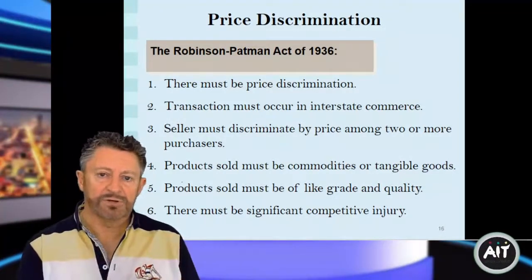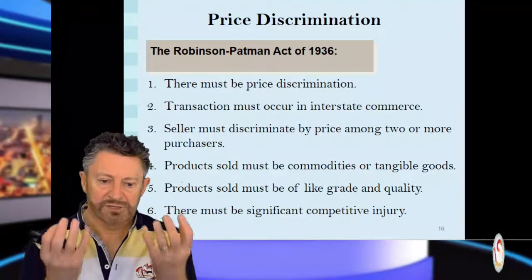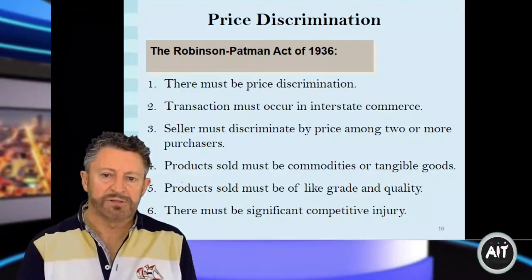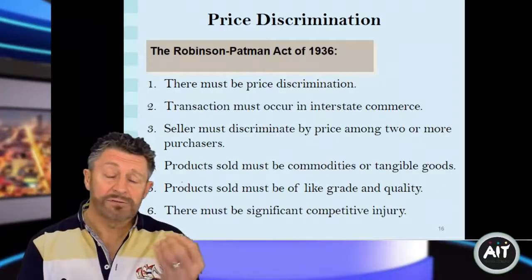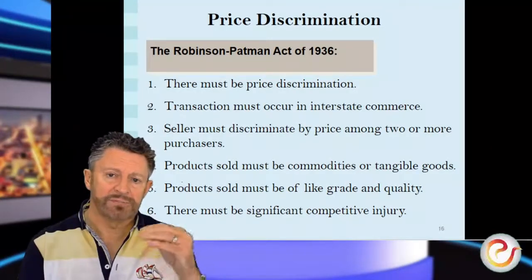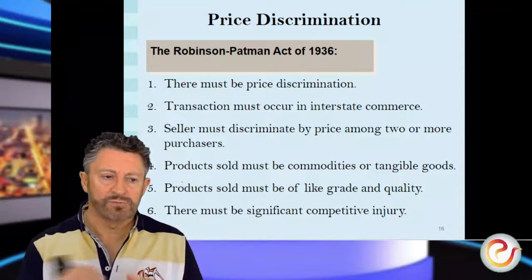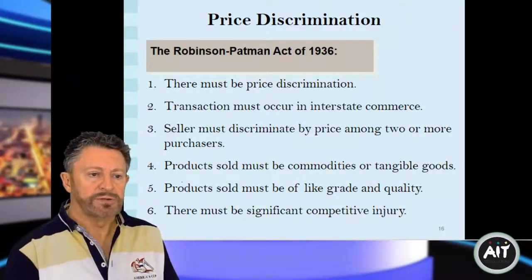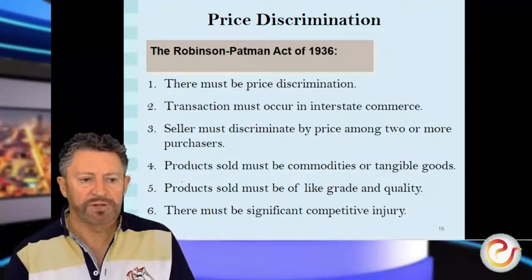With a physical product, you can see what you're getting, and you could be getting two identical products where one is more expensive than the other. Now, they can argue that there are better components in one or slightly better performance, and that's why we discriminate the price. And then products sold must be of like grade and quality.